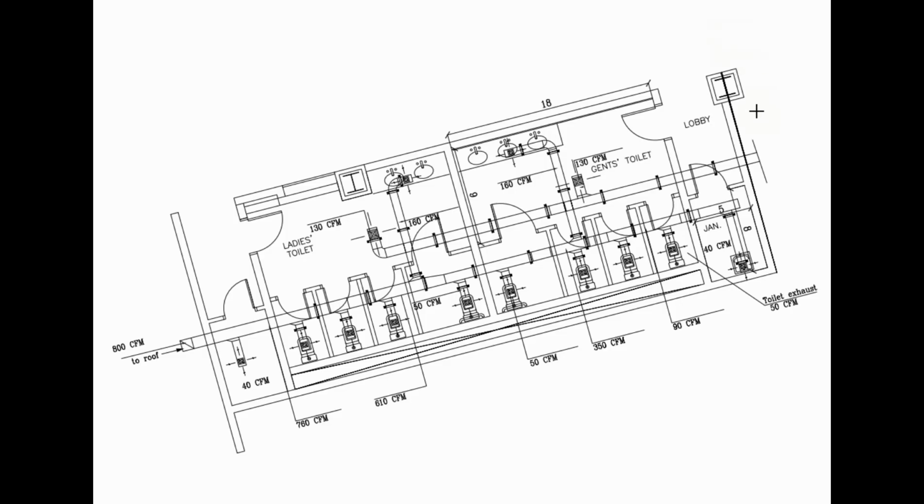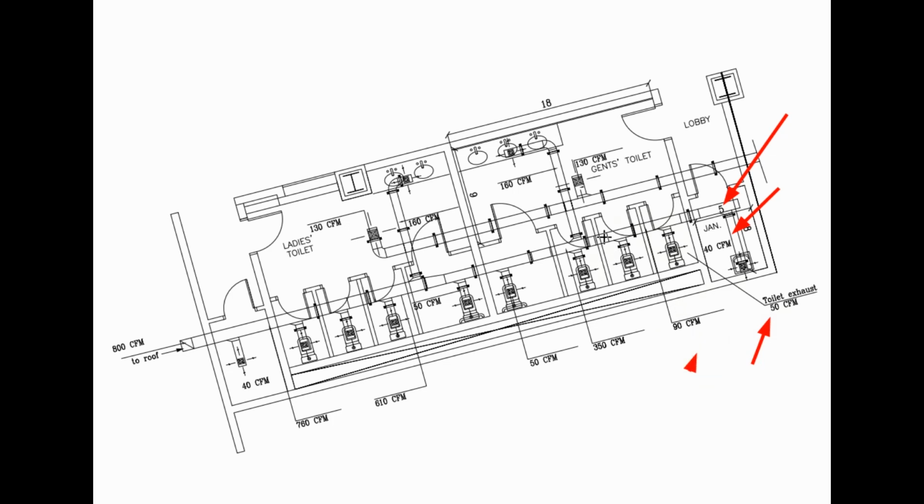Now we'll select the exhaust air duct size. You can see for janitor, exhaust air CFM is 40. So for this duct, CFM value will be 40. For one toilet, we have exhaust air 50 CFM. So at this point of duct, the CFM will be 90.